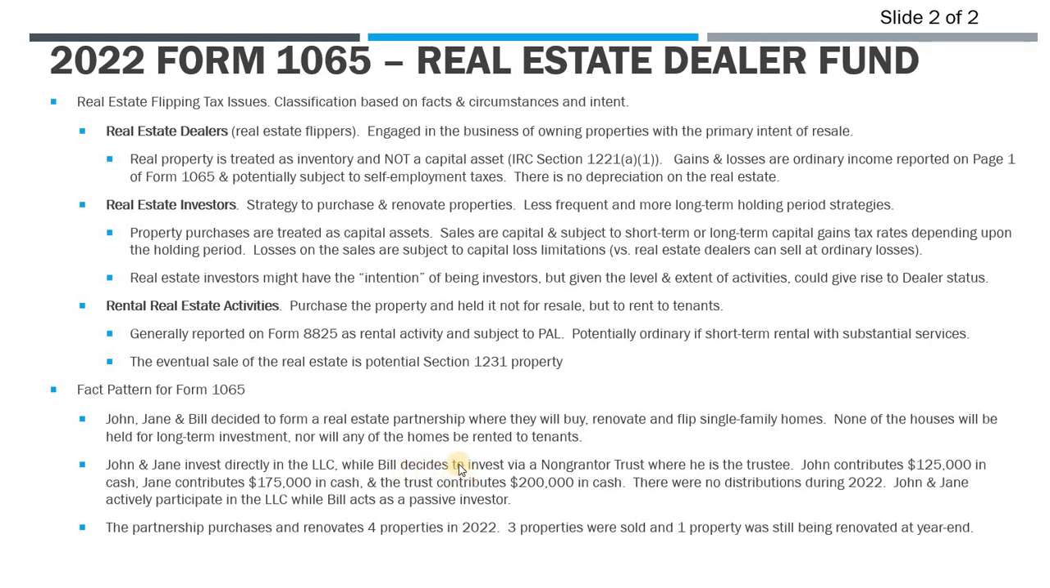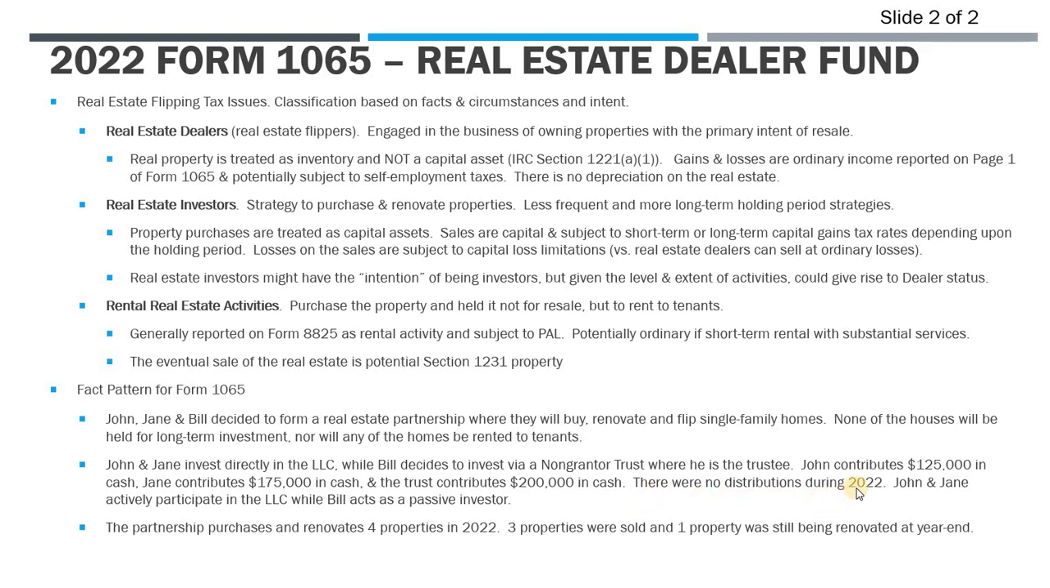Now, as far as the way it's structured here, we have John and Jane invest directly into the entity, and Bill decides that he's not going to invest directly as an individual, but he has this non-grantor trust where he's the trustee, and so he's going to invest funds via that non-grantor trust. And so we'll see that on the Schedule K1. Now, the ownership percentages aren't all equal. John's going to put in $125,000, Jane puts in $175,000 in cash, and the trust puts up $200,000.